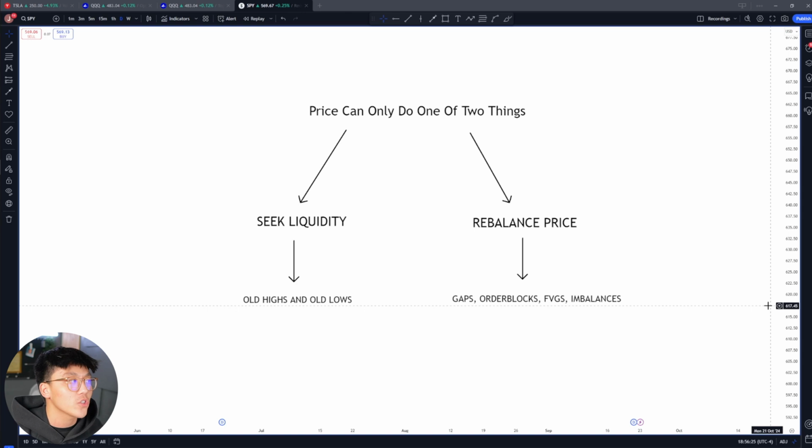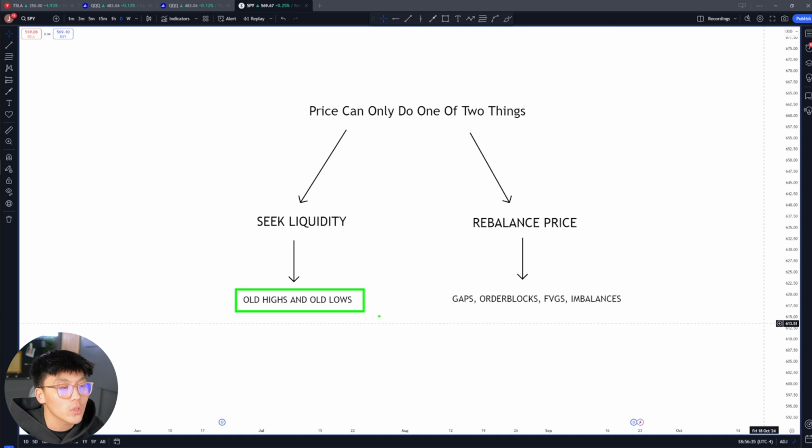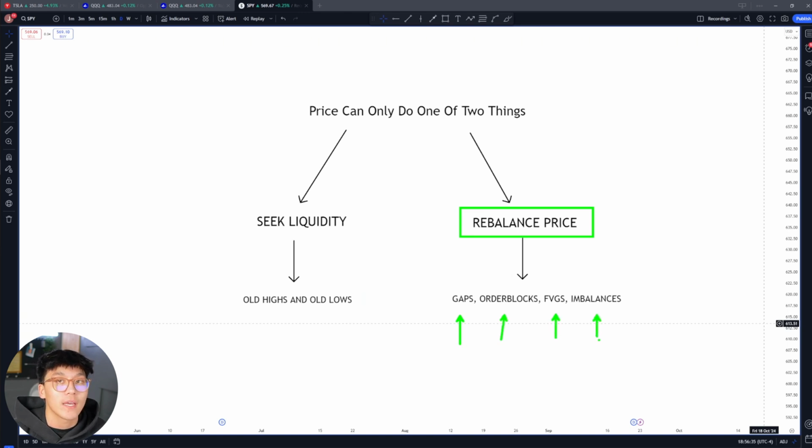So before we get started, I want you guys to understand that price can only do one of two things. Number one being seeking liquidity. This means that price is going to look to take out external liquidity, meaning old highs and old lows. Or if we're not taking out old highs and old lows, what we're going to be doing is rebalancing price, meaning we're going to be looking for gaps, order blocks, fair value gaps, imbalances in the market, essentially meaning internal liquidity. So if we're not seeking liquidity, we're looking to rebalance price and vice versa.